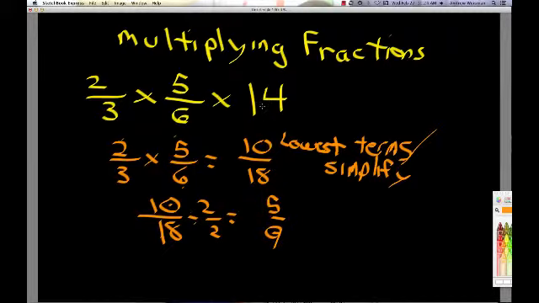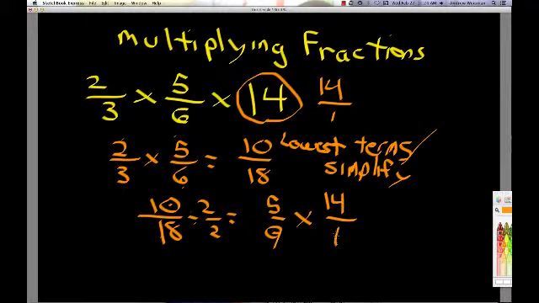Okay? And so now we still need to take this 14 that we had, and we know that any whole number is the same as a fraction if we put it over 1. So now we're multiplying by 14 over 1.